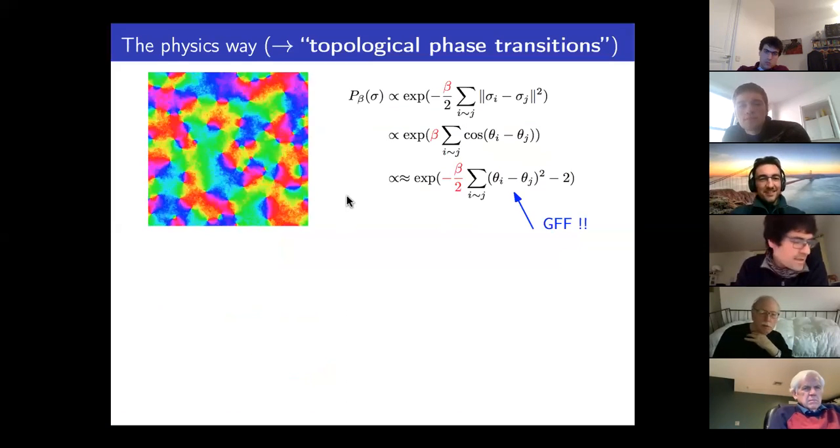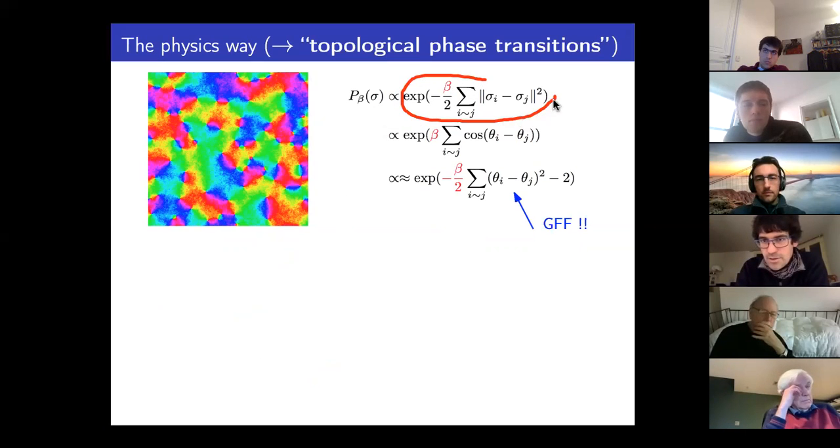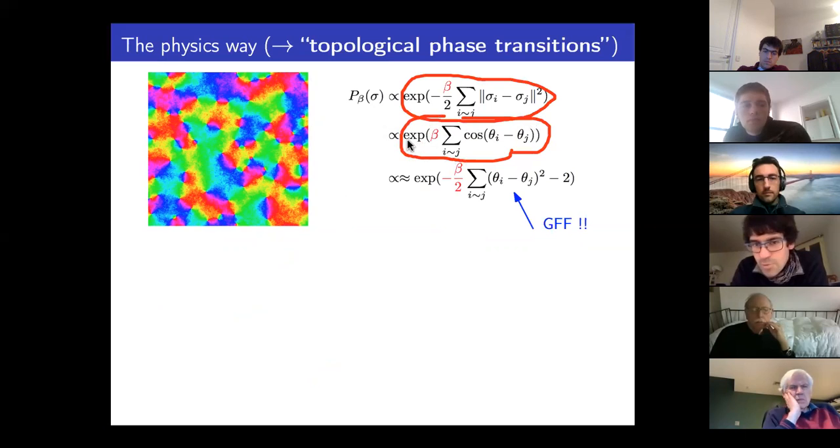Okay, so let me say a few words on how they spotted this phase transition. And the argument goes as follows. So the probability of a configuration where spins take their values in the circle and the interaction is given by this Gibbs term, you can rewrite it very easily using trigonometry as follows. It will be proportional to exponential of beta, so beta is very important here, times the sum over the neighboring sites i and j of the cosine of the angle theta at i minus the angle theta at j.